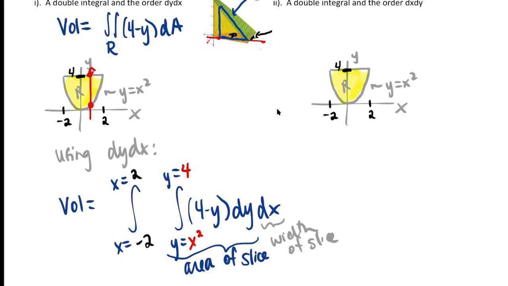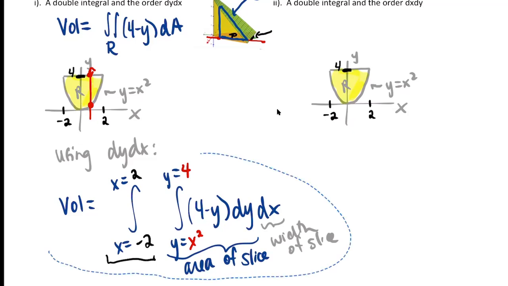Okay, as a reminder, your outside limits will always be constants. They're just the largest and the smallest x values where you could even make a slice. And then that's it. We can evaluate this. And so before we evaluate it, let's practice setting it up the other way. And then we'll just jump to the evaluation.